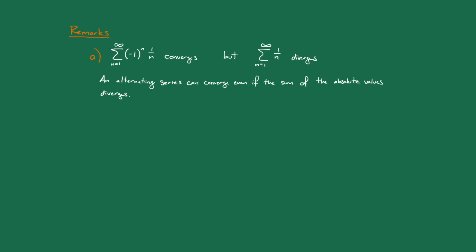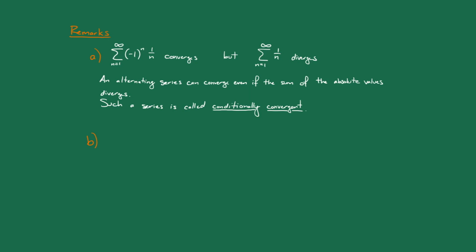Now that we've seen a few examples, I want to make a couple remarks. The first is that we just found that the sum of (-1)^n times 1/n converges. However, if we drop the (-1)^n, we get the sum of 1/n, which we already know diverges. So, it's possible for an alternating series to converge, even if the sum of the absolute values diverges. Recall, we have a name for this type of series. They're called conditionally convergent series.